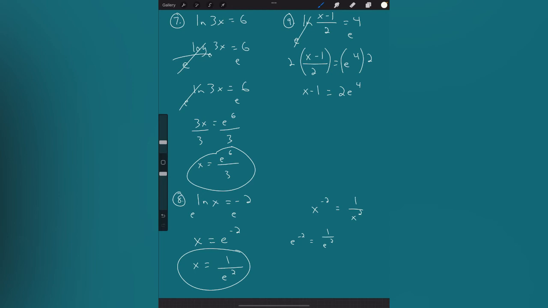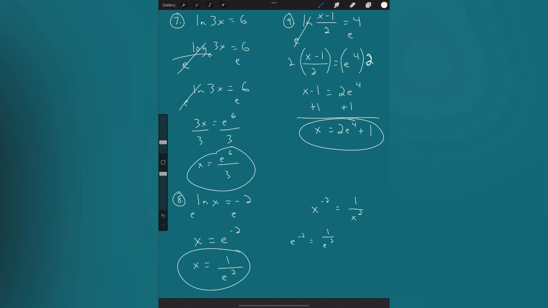And I guess maybe this goes without saying that it is e to the 4th times a normal size 2, not an exponent. Then I'm going to add 1 on each side, and my answer is x equals 2e to the 4th plus 1. I can't add those together because these are not like terms. So that's as far as I can go, and that's my answer. That's number 9.